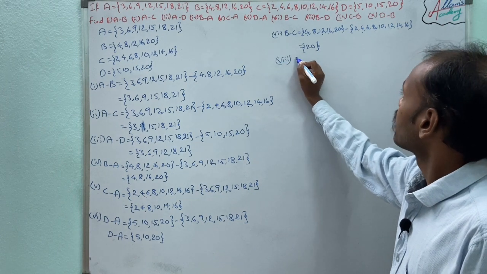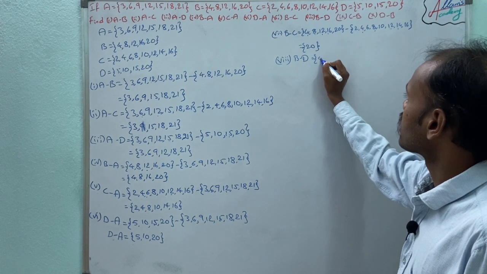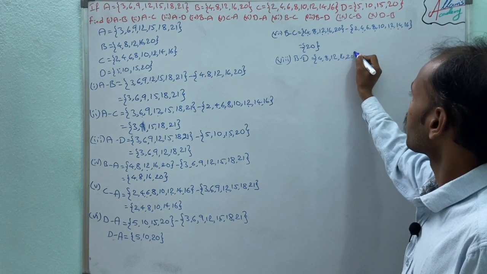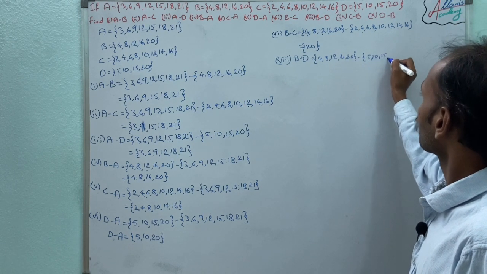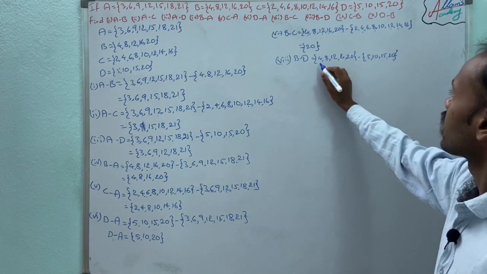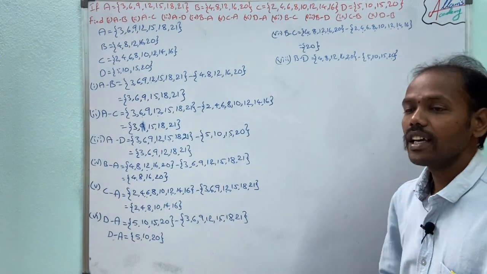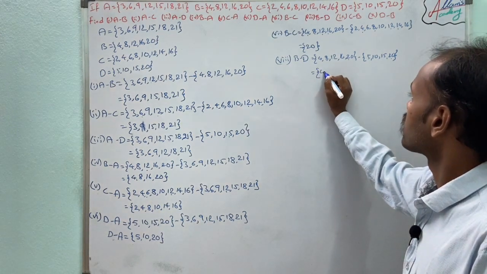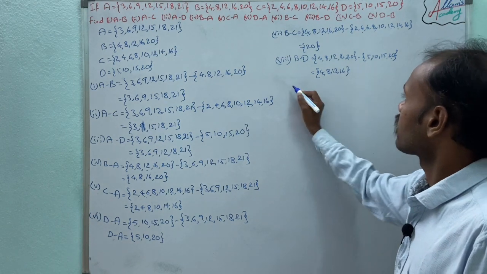Next one, B minus D. B minus D is 4, 8, 12, 16, 20 minus 5, 10, 15, 20. Here the common element in both sets is 20. Now neglecting that one, the remaining elements in the first set are 4, 8, 12, 16.